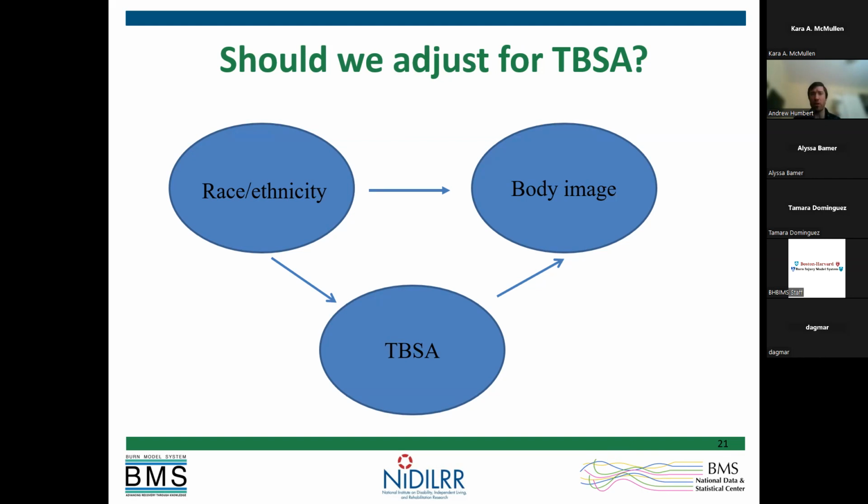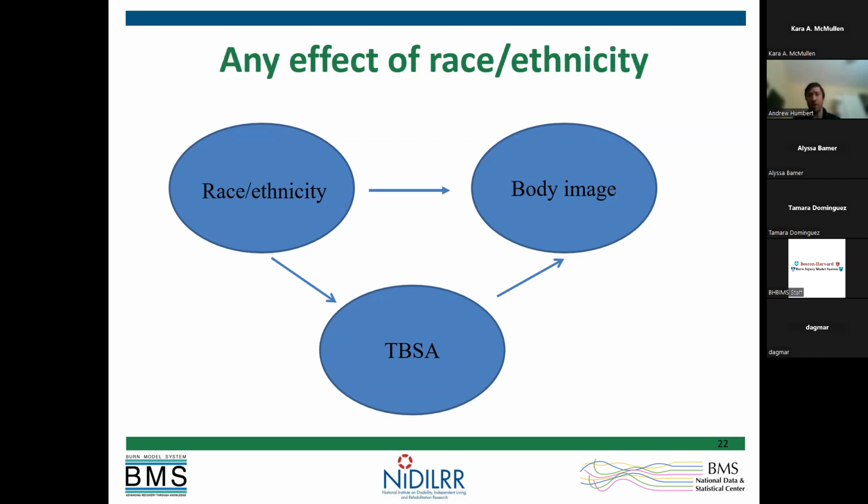But going back to this, should we really be adjusting for TBSA? It comes down to: what's the specific question we're really interested in? If we're interested in any effect of race and ethnicity, and we think somebody's race and ethnicity somehow leads to causing potential burn surface areas, potentially through what types of things you're exposed to in your house, if there's some sort of relationship there, then we want to be really critical of what exactly the effect is that we have.